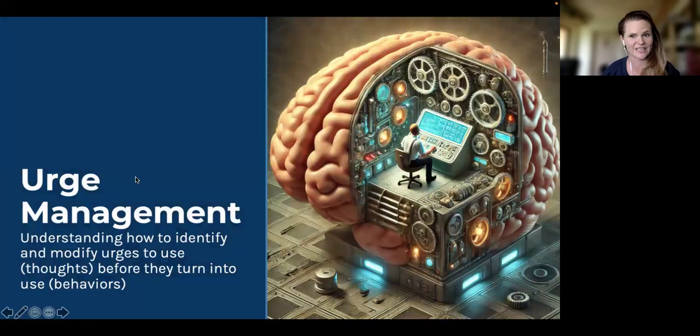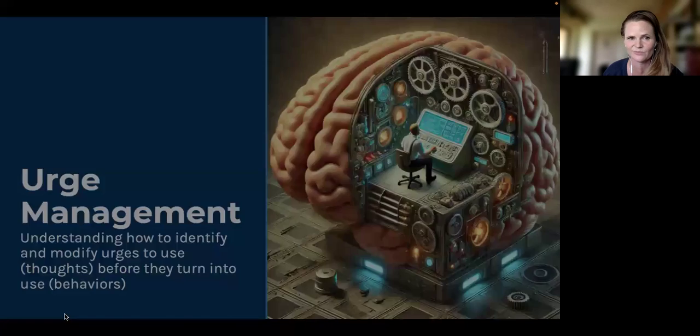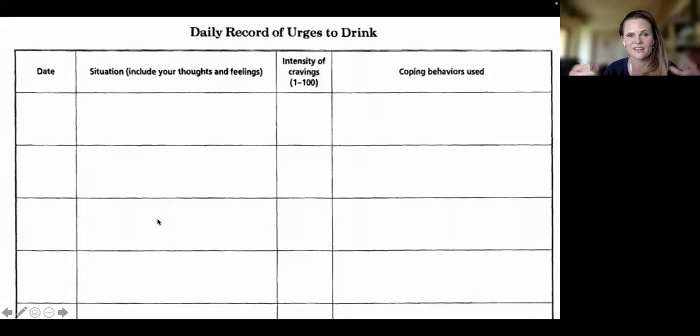So now we'll spend a little time on urge management, another important conceptual substrate here. So that's about understanding how to identify and modify the urges, so the thoughts, before they turn into behaviors. The first step here is a log of urges. This is the most basic one, just the date, the situation, the intensity of the cravings, and then the coping behaviors used. Early on, that last column is probably going to be blank, so that's a good signal as a provider to start scaffolding in coping behaviors, helping patients to understand how they can take care of themselves as well as how they can just get out of a difficult situation.